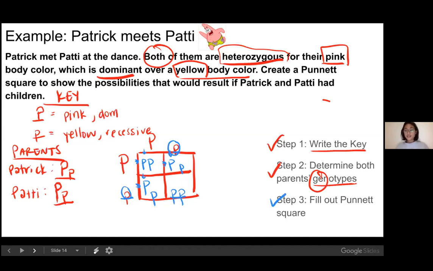So those are the exact steps that you need to take to be able to fill out the Punnett square. 3 steps: write the key, determine the genotype, and then fill out the Punnett square. This would be your final answer. And that's how you do a Punnett square. So let's go ahead and try to do another one together.